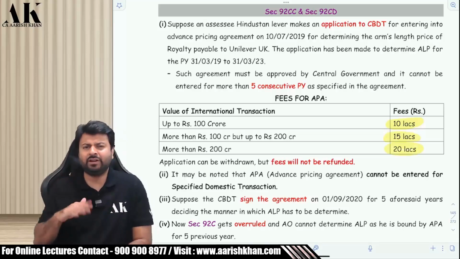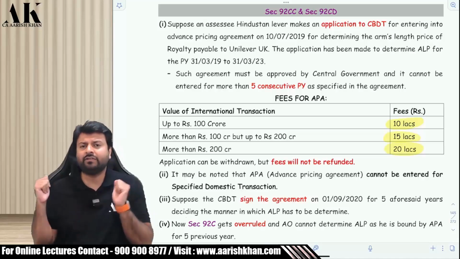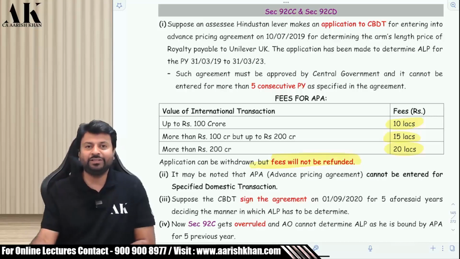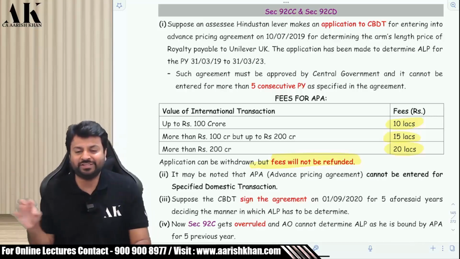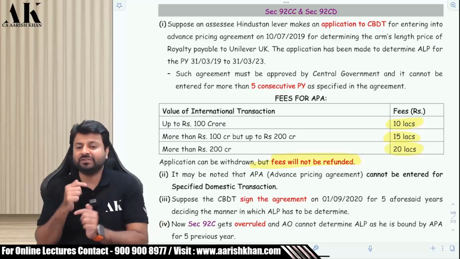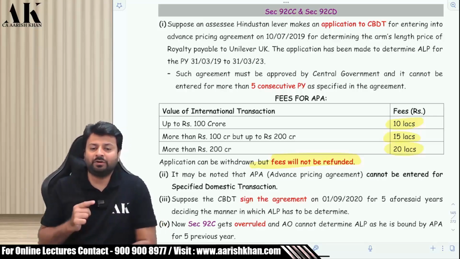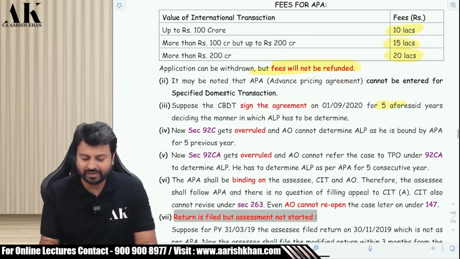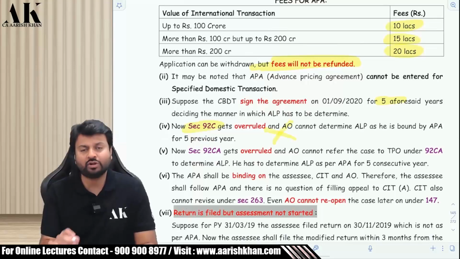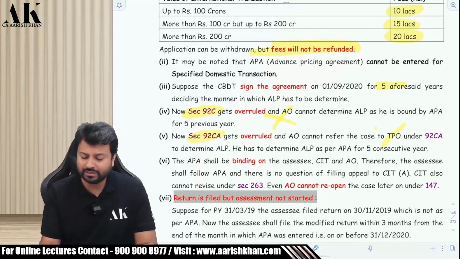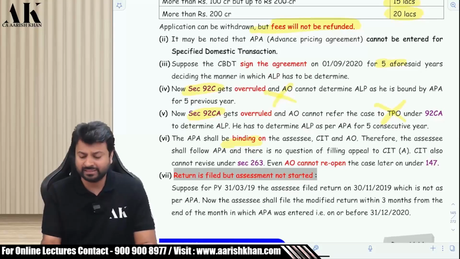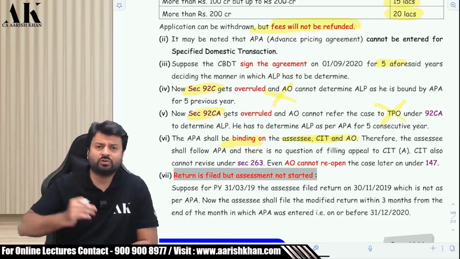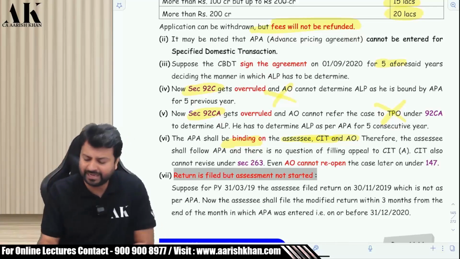Application once made can be withdrawn by you. You can withdraw the application, you can back out if you want, but the fees once paid will not be refunded to you. Don't worry about what you have to worry about. Once you pay the fees, you are not going to get any refund of the fees from the department. So these are a few points which you have to keep in mind when you are talking about advance pricing agreement. Once advance pricing agreement is signed, it is signed for a period of 5 years. It overrules 92C so that the AO does not interfere. It overrules 92CA so that the TPO does not interfere. It is binding on everyone, CIT, SSC, AO, so that all these people cannot raise questions later on. CIT appeal cannot raise question, AO cannot raise question, even SSC cannot file an appeal to CIT appeal later on.